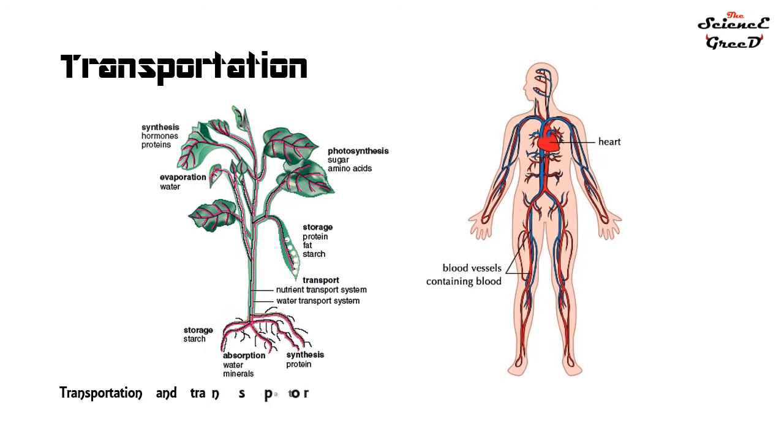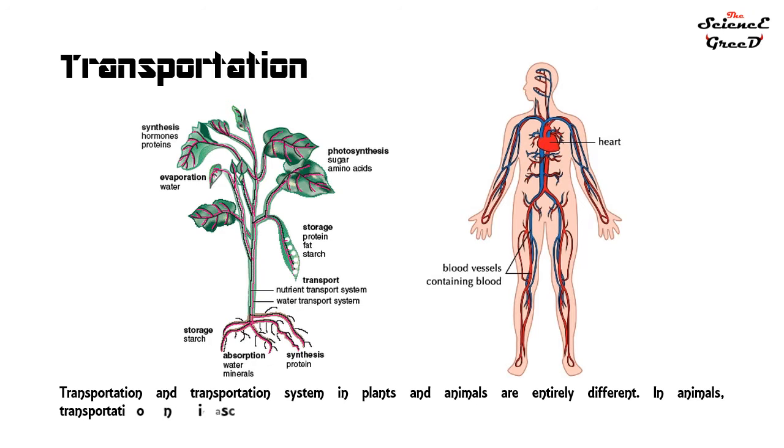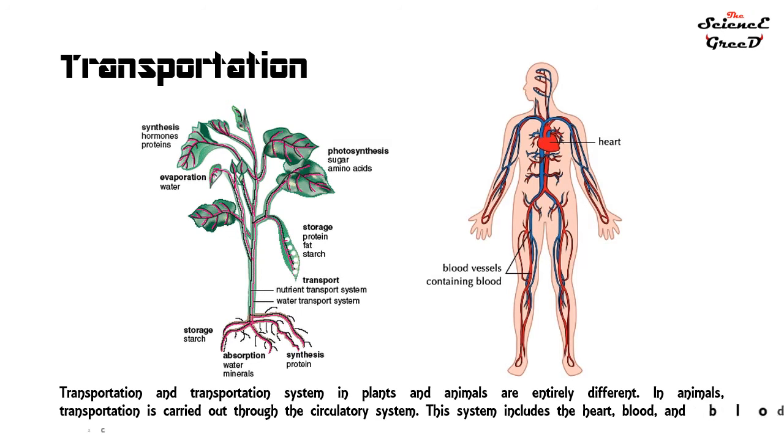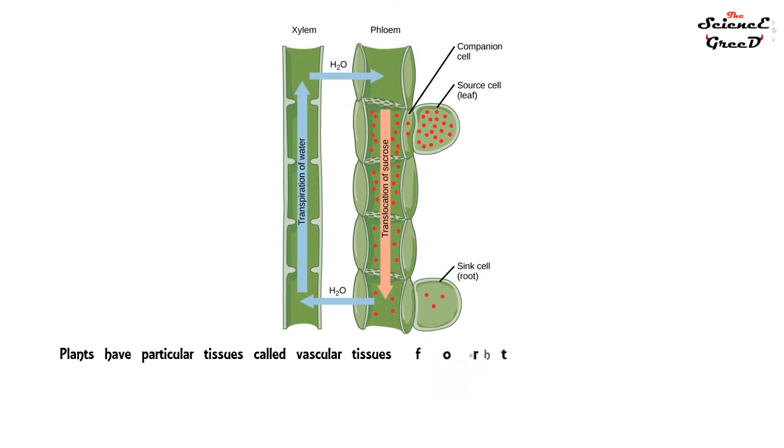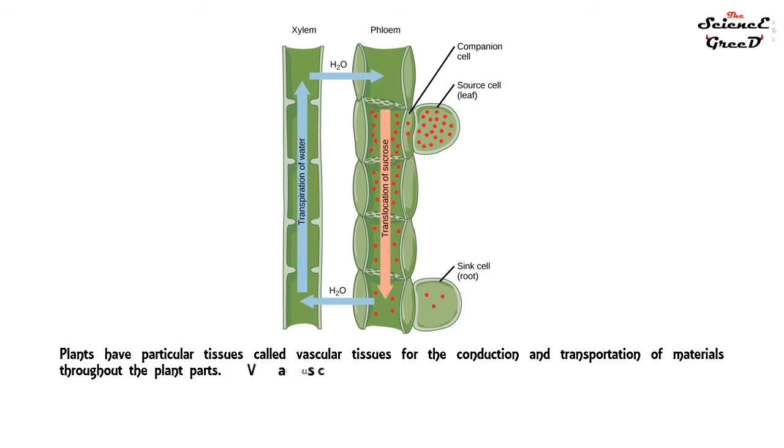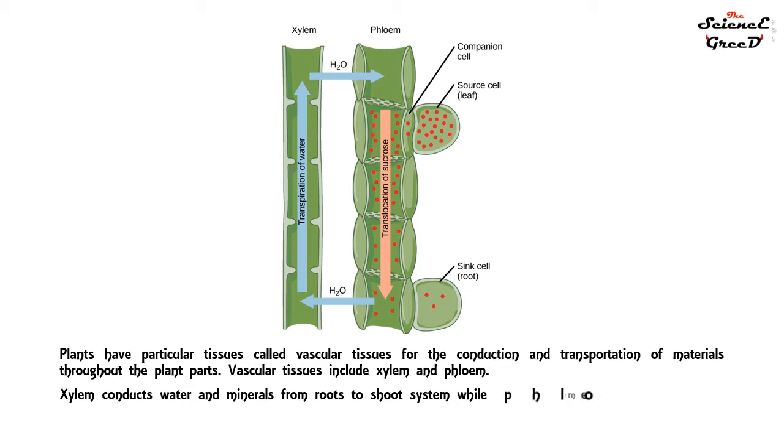Transportation and transportation system in plants and animals are entirely different. In animals, transportation is carried out through the circulatory system. This system includes the heart, blood, and blood-carrying blood vessels. Plants have particular tissues called vascular tissues for the conduction and transportation of materials throughout the plant parts. Vascular tissues include xylem and phloem. Xylem conducts water and minerals from roots to shoot system while phloem transports prepared food from leaves to other plant parts.